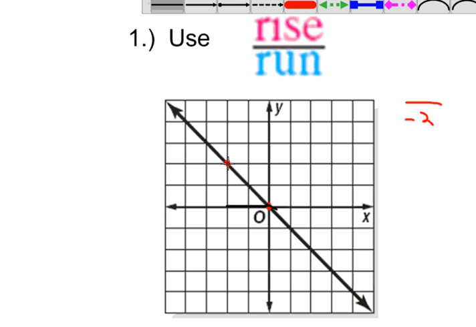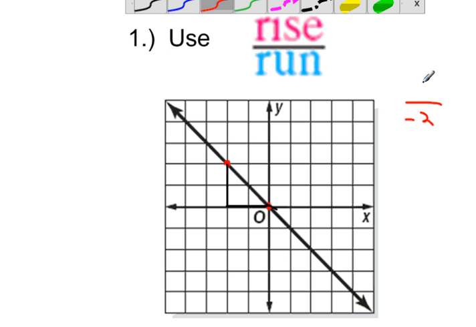Then I have to go to this point here. So I'm going to go to my rise, which is 1, 2. Since I'm going up, that's a positive 2. So my slope is 2 over -2, so my slope is -1. My slope is equal to -1 in this case, which means for every unit that I go left 1, I'm going up 1. So left 1, up 1, and I stay on my line.